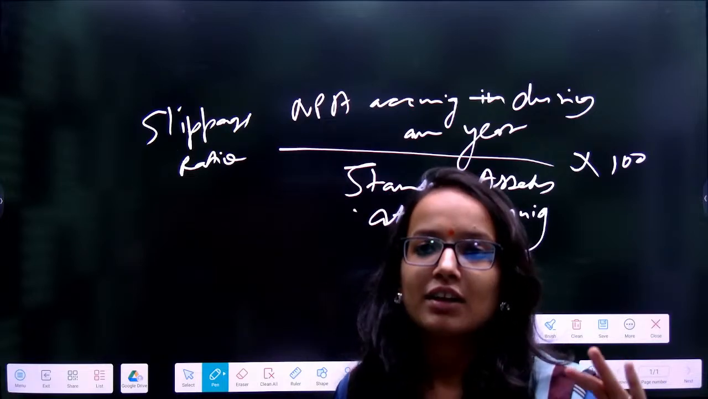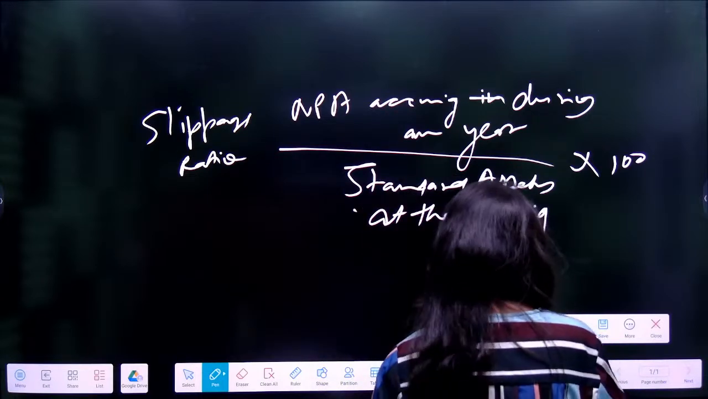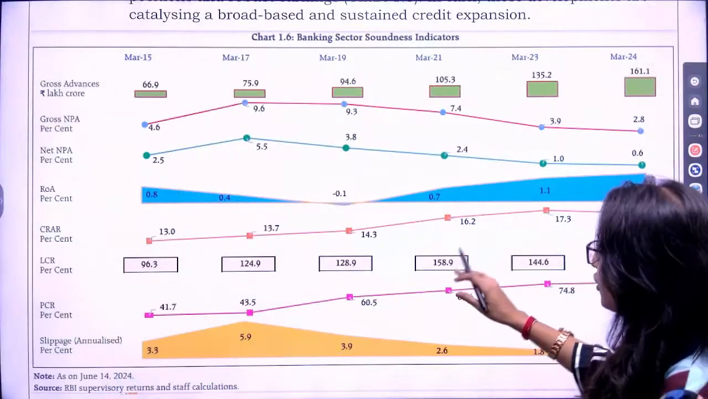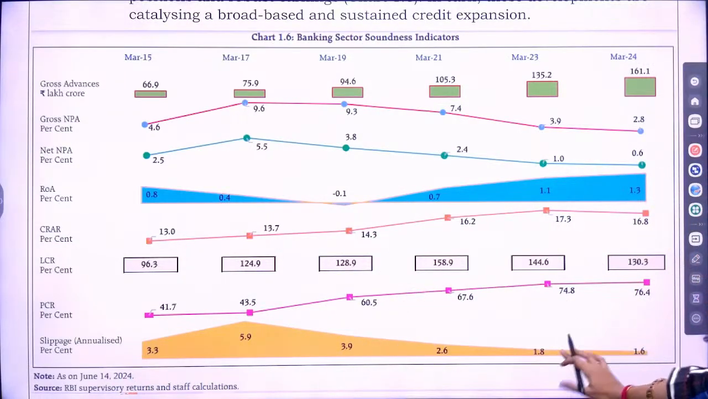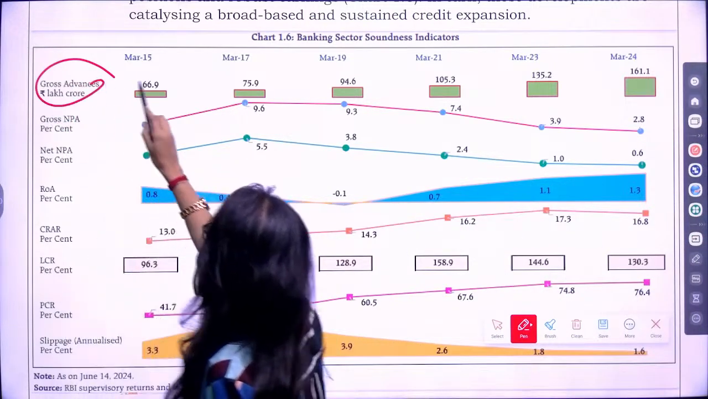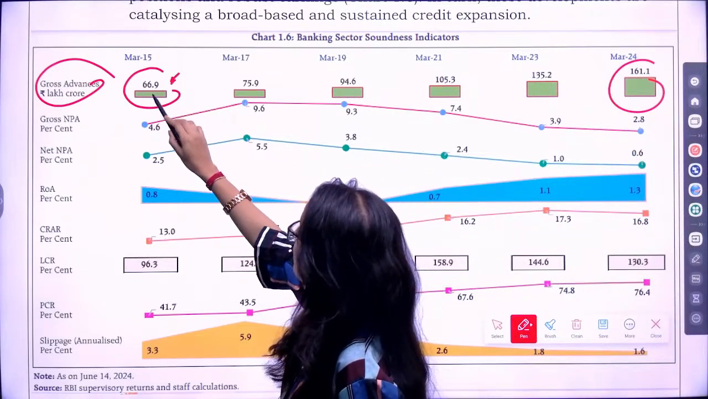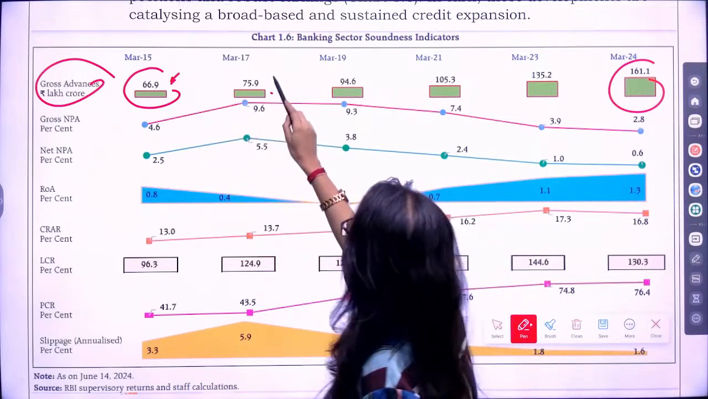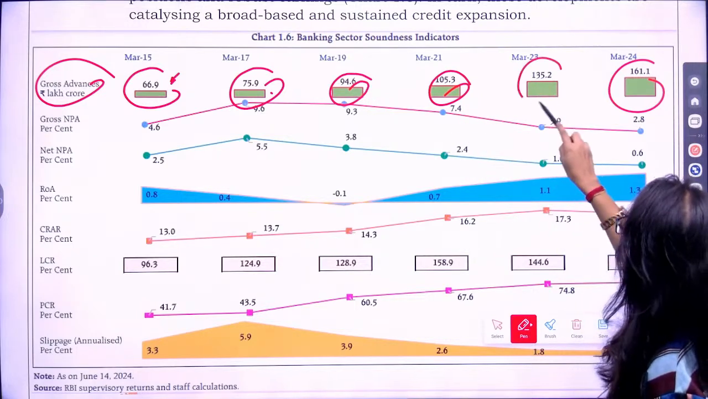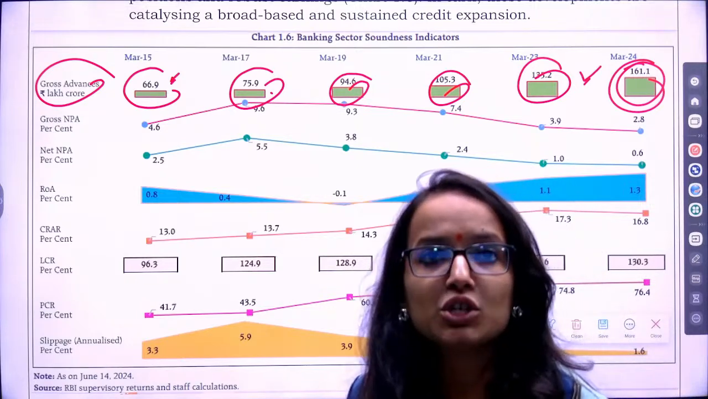So let's look at the trend. Now you will be able to understand, and you will be able to say that yes, India is performing well. Coming back to the analysis, you have understood all these terminologies. Now tell me quickly, gross advances from March 2015 to March 2024. Earlier these were 66.9, then 75.9, then 94.6, then 105.3, then 135.2, and 161.1. Is it a better situation or not?